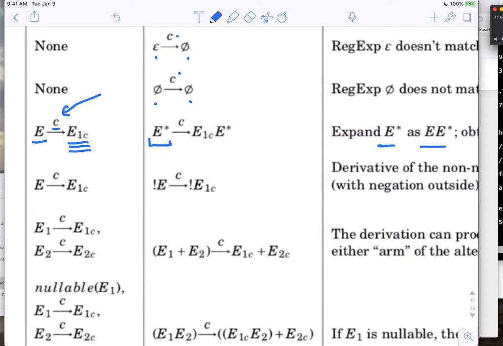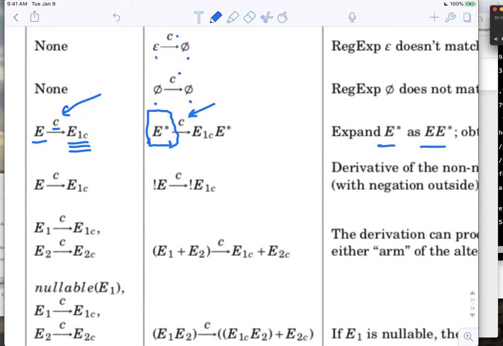Who wants to ask a question now? Does it help the 0-0 star case that we looked at a second ago? Yeah. So basically, you're pulling out one copy from the leading star and then chopping the head off of that. Exactly. Suppose we are confronted with the derivative of E star, and I want to derive C. C is an actual character you have to consume. It is not epsilon or anything.